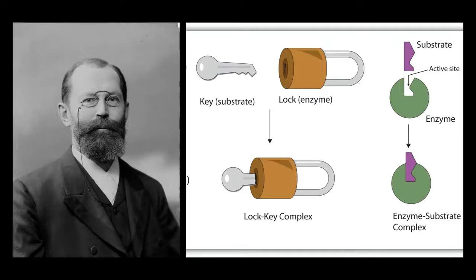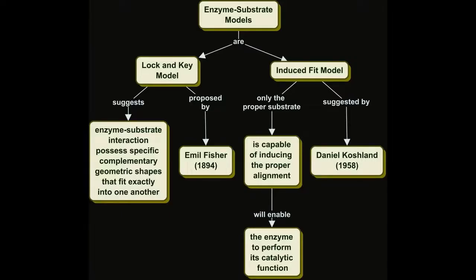The induced fit model is suggested by Daniel Koshland in 1958. Actually, this induced fit model is later compared to the lock and key model that was proposed in 1894. And in this type of induced fit model, only the proper substrate is capable of inducing the proper alignment. In other words, it is not necessarily the complementary lock and key model. And when this is done, it will enable the enzyme to perform its catalytic function.